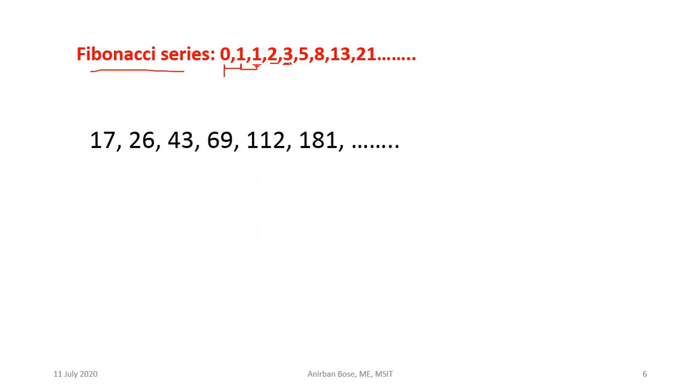How are we getting 3? 3 is 2 plus 1. That is why 3. How are we getting 5? It is 3 plus 2. Okay, how are we getting 8? This is 5 plus 3. So this is what the Fibonacci series is. So in that way sometimes you have to think.